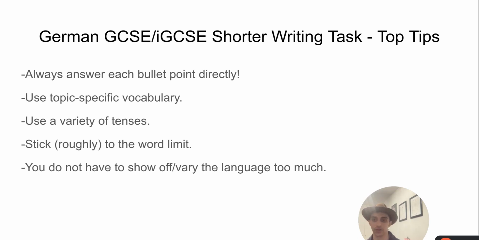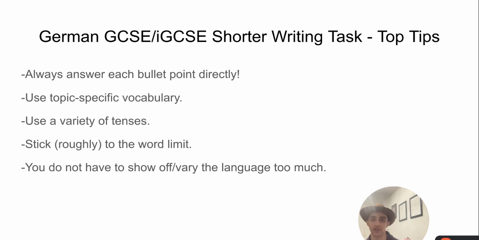Use topic-specific vocabulary. So particularly if you've been revising the topic-specific vocabulary, which ideally you should do across all the topic areas too, don't leave out any topic areas in your revision, then don't shy away from using it in your shorter writing task. The shorter writing task does tend to be a lot more formulaic and standardized in nature compared to the longer writing task.